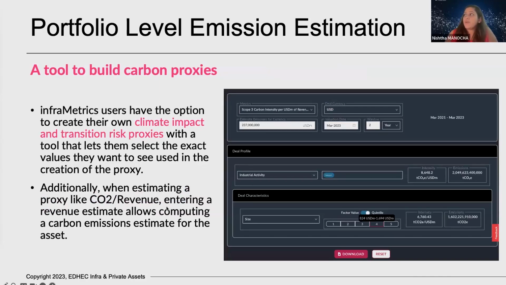So when you log on to our Infometrics platform, the carbon proxy comps, so this comp calculator, is there, where you have the option to create your own climate impact and risk proxies with a tool by which you can select your size of buckets, you can select how many you want, and undertake a comparison based on your customization.